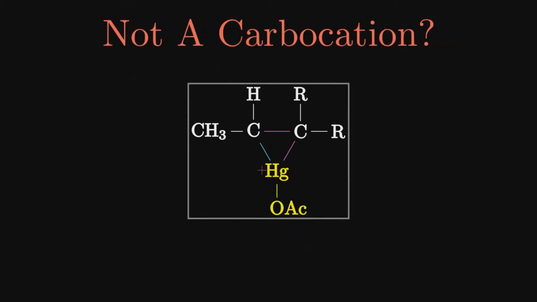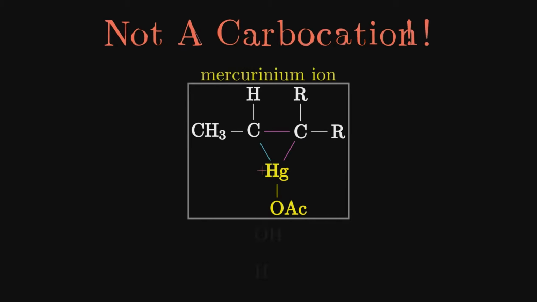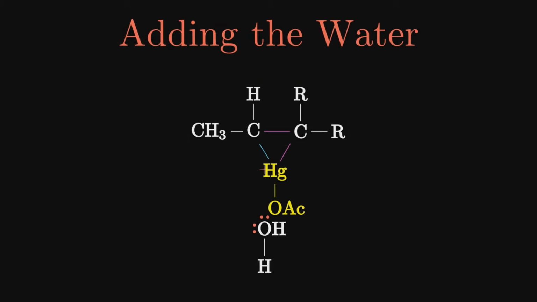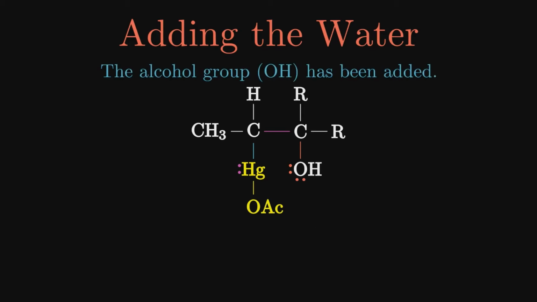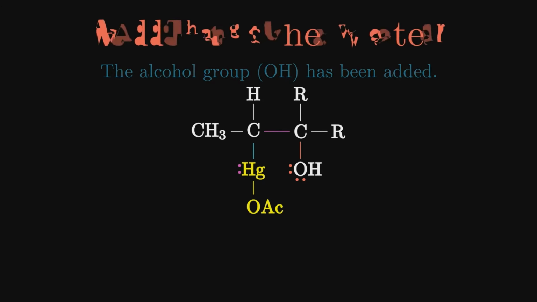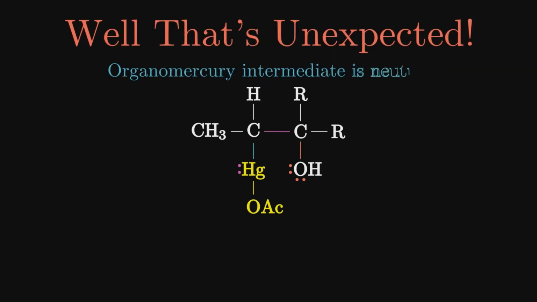So once again, we have a positive ion that is not a carbocation. It is a mercurinium ion. This ion will be attacked by the water molecule, which adds to the original sp2 carbon with fewer hydrogens. The positive charge ends up on the oxygen of the water. The acetate ion lost by mercury earlier comes back and removes the proton from the ion, leaving the alcohol group on the molecule.